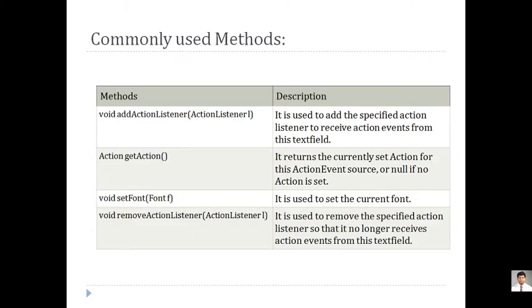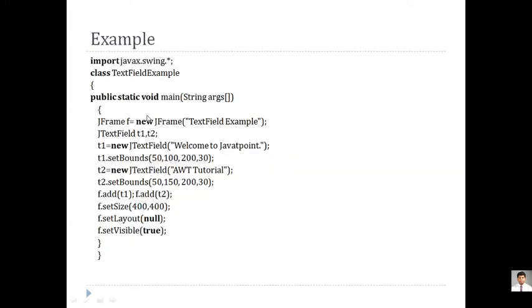There are some functions which are being used, that is you can add an action listener to your text field. You can get an action, you can set a font also. At runtime you can set a font for your text box, and you can remove an action listener at runtime also. So adding an action listener and removing an action listener can be done at runtime on your text boxes. You can get an action also, what all actions have been added over there, and you can set a font for your text field also. So this is the simple example that we have seen yesterday.